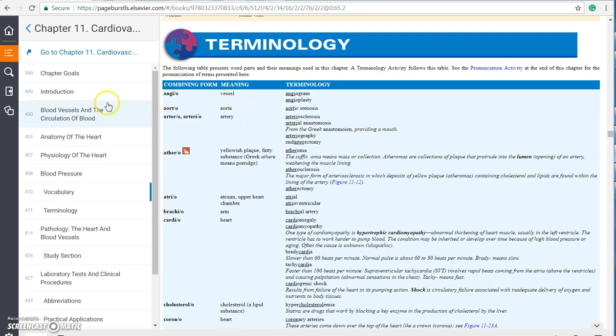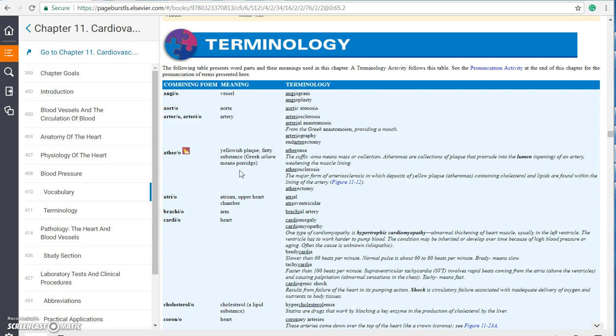Moving directly to the terminology, there's some combining forms I want to point out to you that maybe you may not use in other systems, like angio, meaning vessel. So whenever we're talking about a vessel, it does not necessarily have to be a blood vessel. We use angio. Artero or arterio, as we've talked about before, relates to the artery. Athero refers to a plaque or fatty substance that builds up within the walls of a vessel.